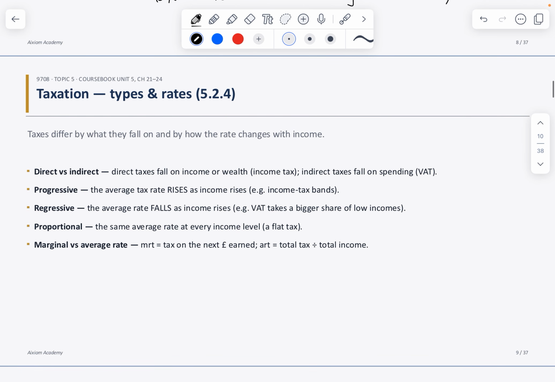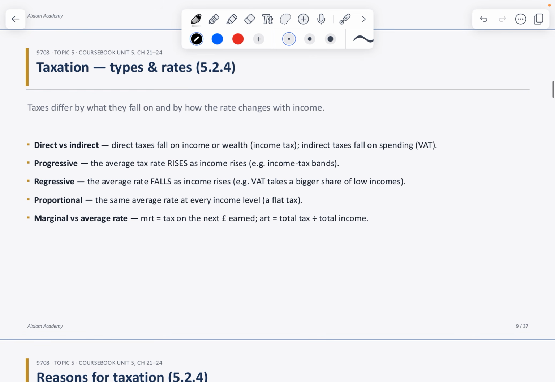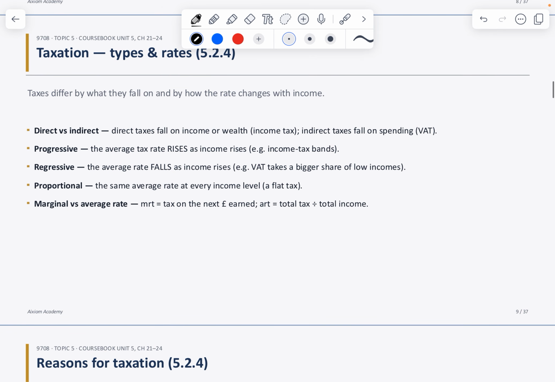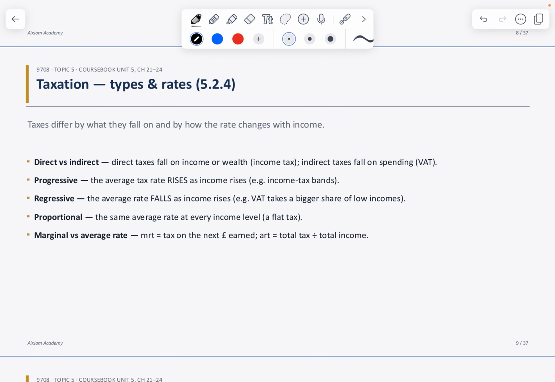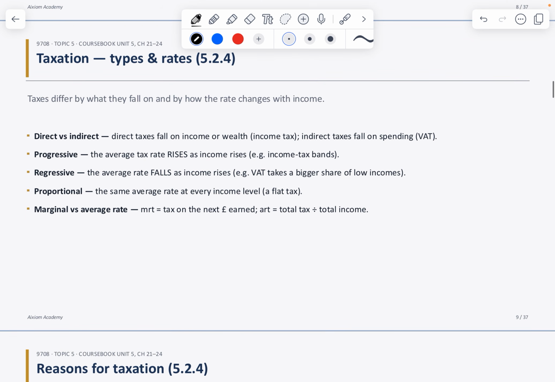And then a few definitions or classifications about taxation. First we have direct and indirect. Direct tax basically directly taxes your income or your wealth, and indirect tax taxes your consumption, which is like taxing your income in an indirect way. So that's why they're called direct and indirect.